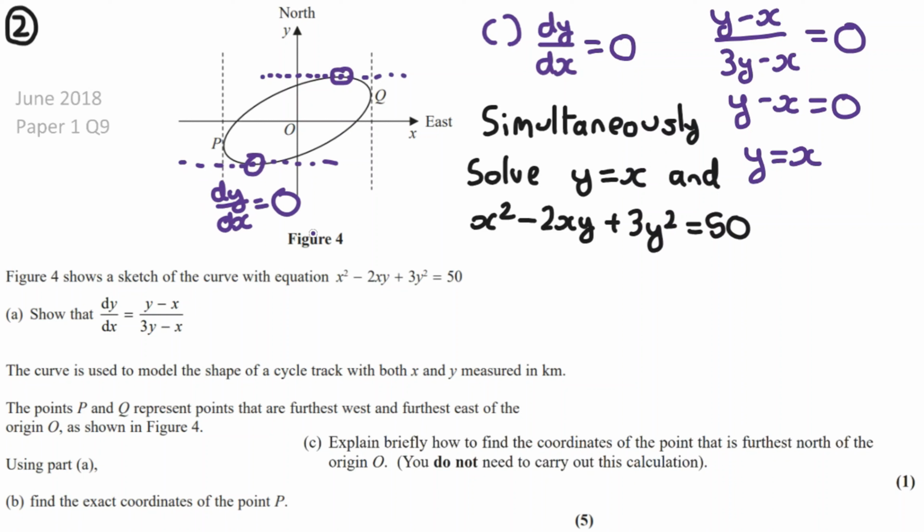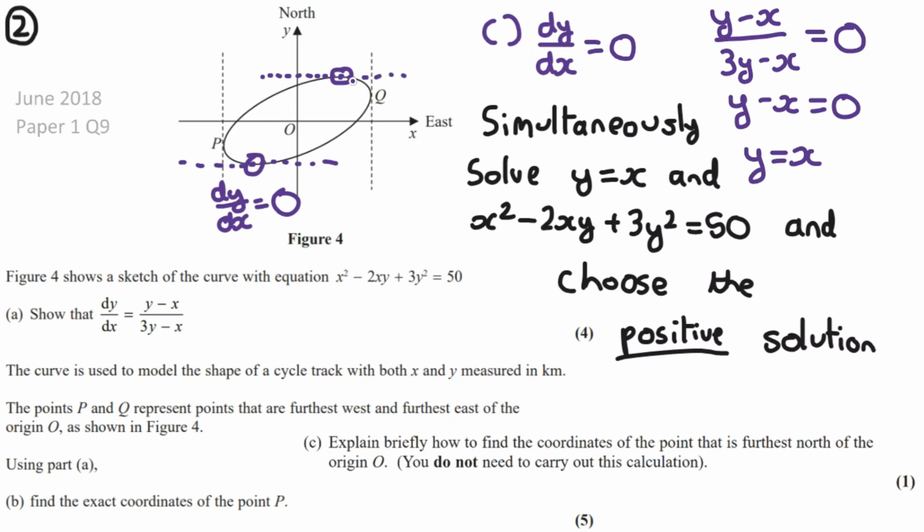So when we get in that same situation where we square root and we get a positive and a negative solution, we need to choose the positive solution, because the x and the y values for the northern point are the positive values. If hypothetically they were asking about the furthest southern point, then x and y are negative, so we would choose a negative solution.